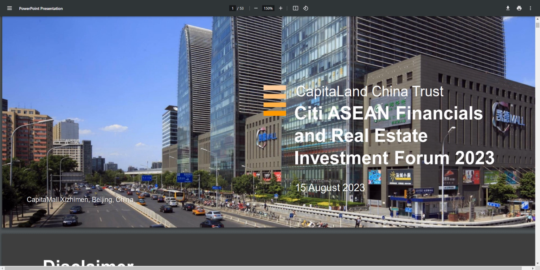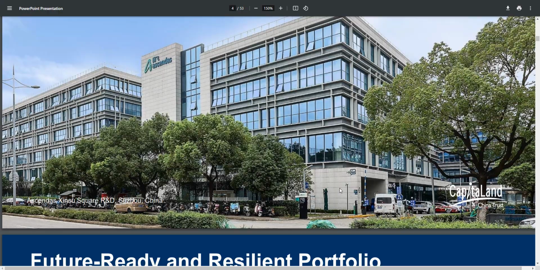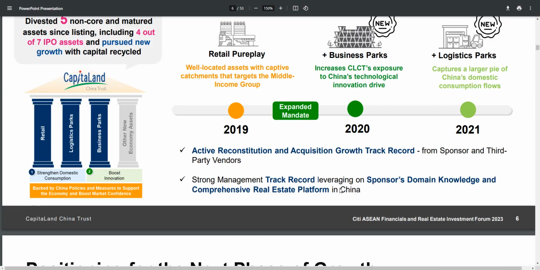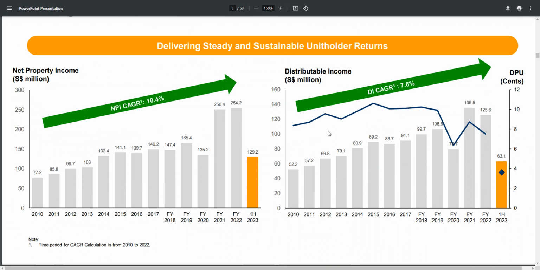Okay, so I'm just going to go through the CapitaLand China Trust financial report dated 15 August 2023. I'm just going to go through the numbers I think are important. Again, I believe for a REIT, the DPU is the most important thing.